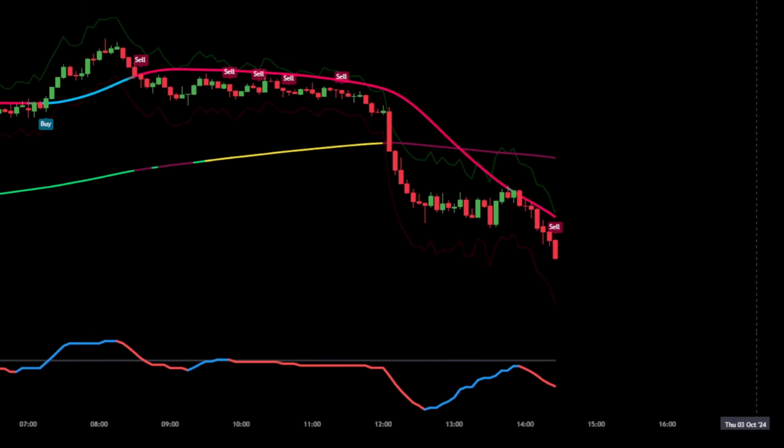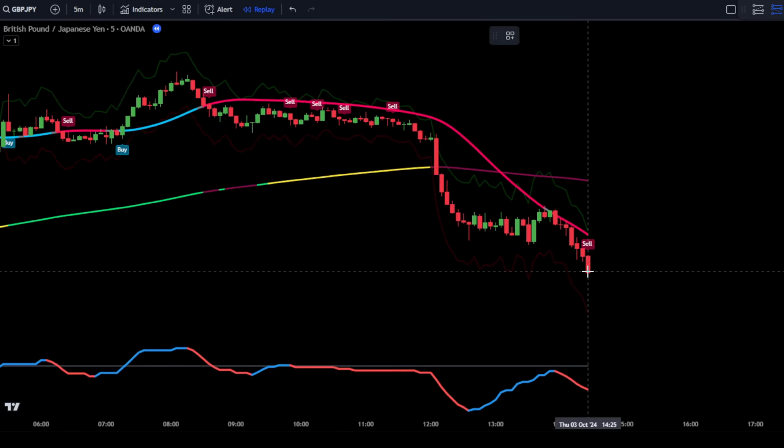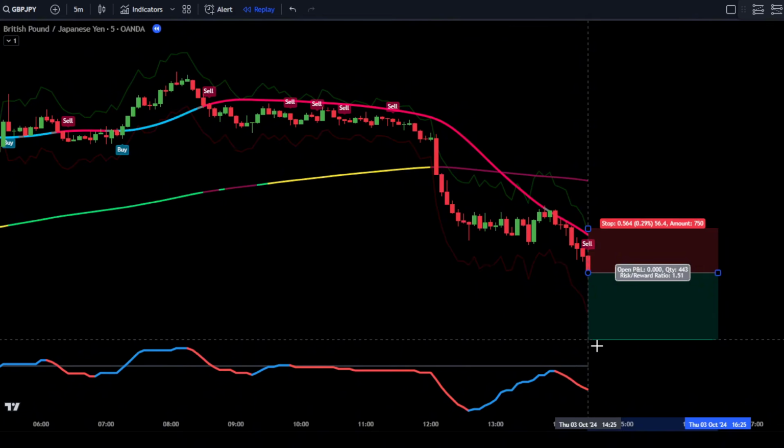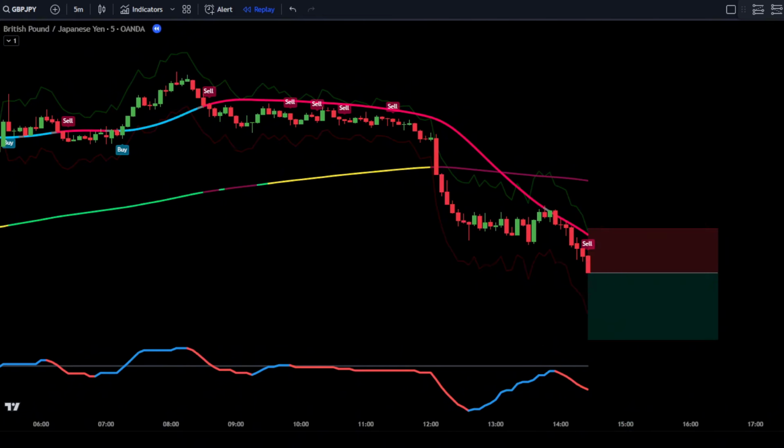If all conditions are met, you can place a sell order after the bearish candlestick has closed. Place the stop loss at the green ATR line. Use a take profit target with a risk to reward ratio of 1 to 1.5.